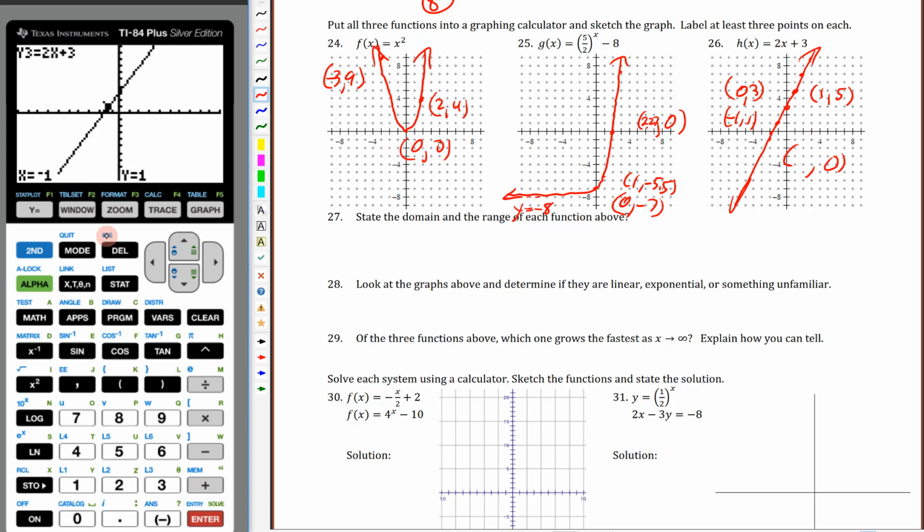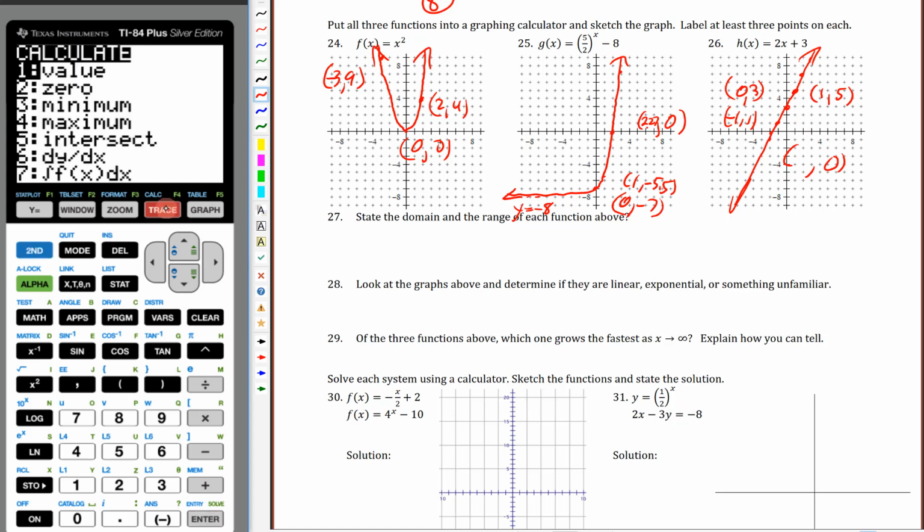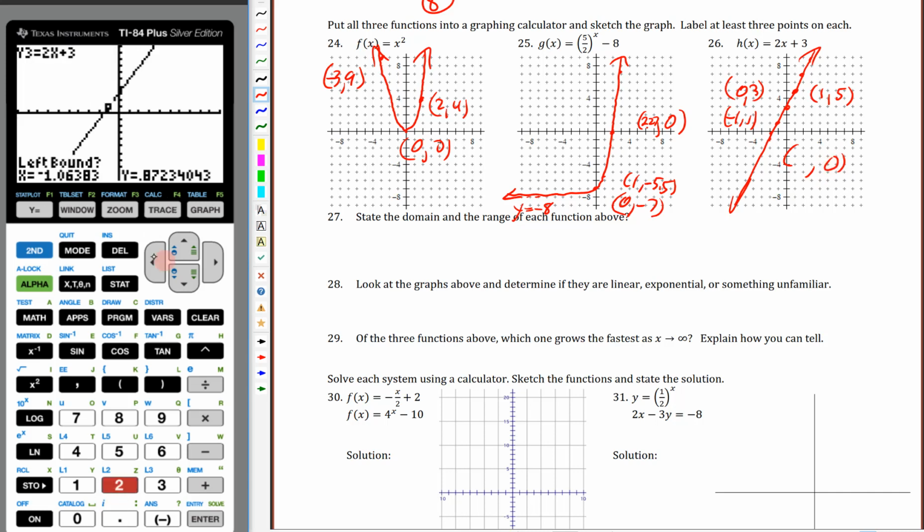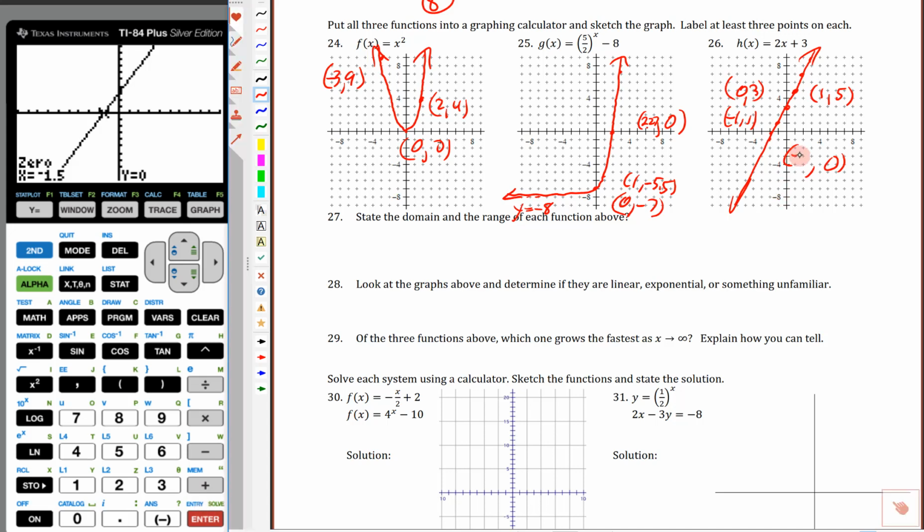And now remember, to find the x-intercept, we're going to hit second and calculate. We want to find a 0, where the y coordinate is 0. So we hit number 2. And we make sure we're on the left of where we think it is. This is definitely on the left side of that point, so we hit enter. Then we go on the right side of where we think that is, definitely on the right. You can tell because it puts those little arrows pointing to the interval on which it's going to find that. You don't have to guess, but if you want to, go ahead, and it says -1.5. Okay, we're in good shape there.